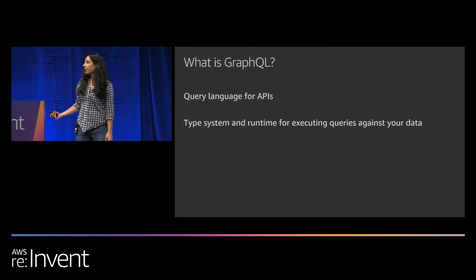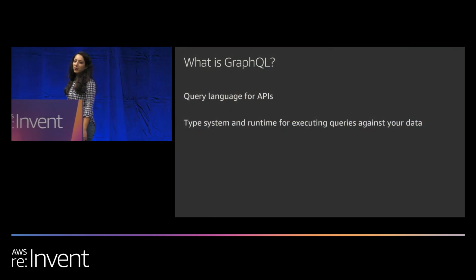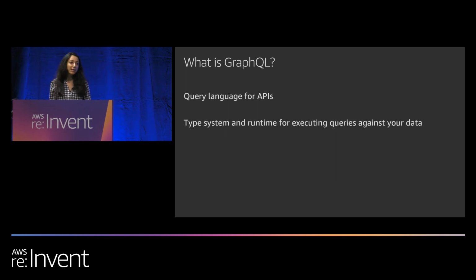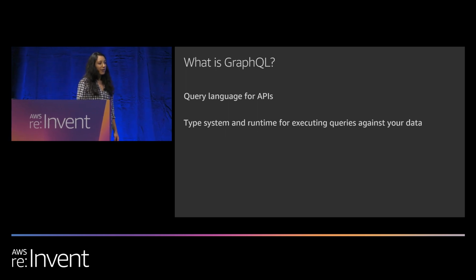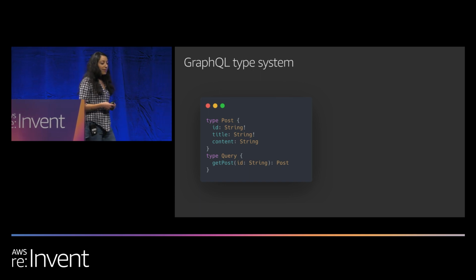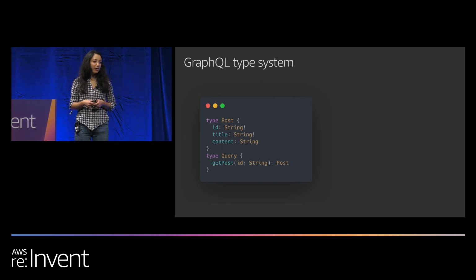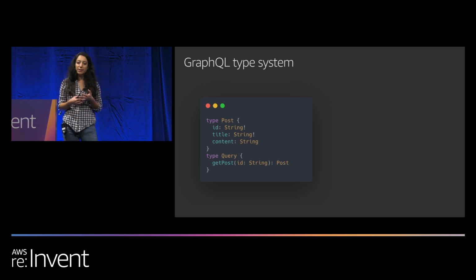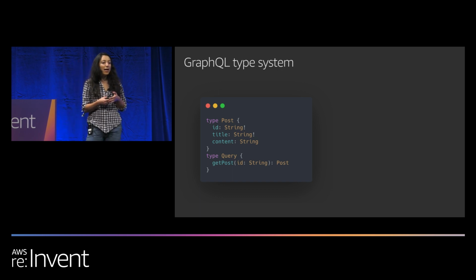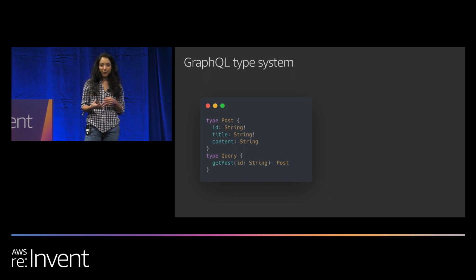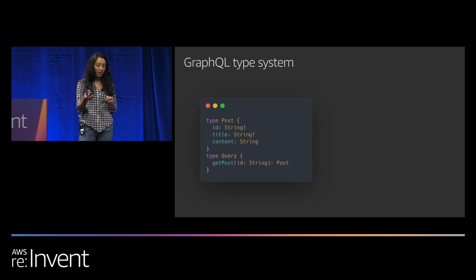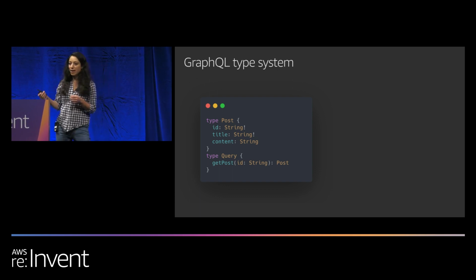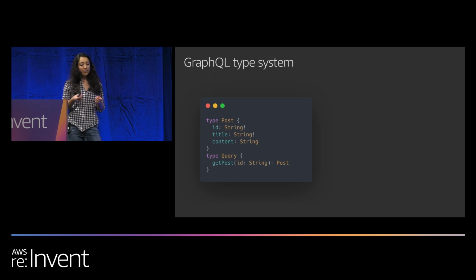So what is GraphQL? GraphQL is a query language for APIs. It includes a type system and a runtime for executing those queries. The type system lets you define a strongly typed interface. So what this means is you define your operations, which can be queries, mutations, and subscriptions, and then you define the objects that you're going to return from your service. The objects, in this example post, include the fields that are going to be returned, and the fields have types associated with them. Here, for example, strings, but you can also have integers, booleans, etc.